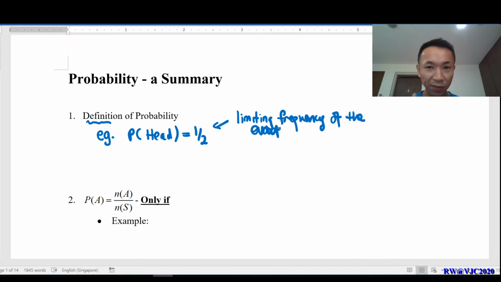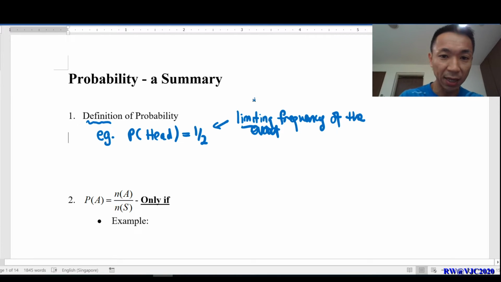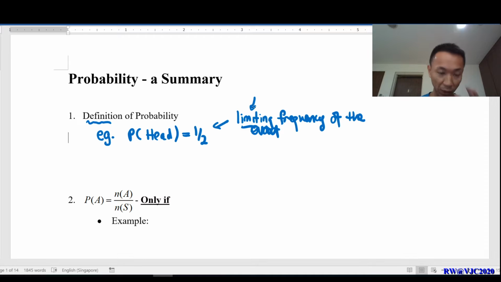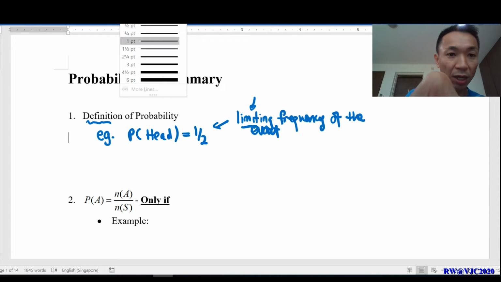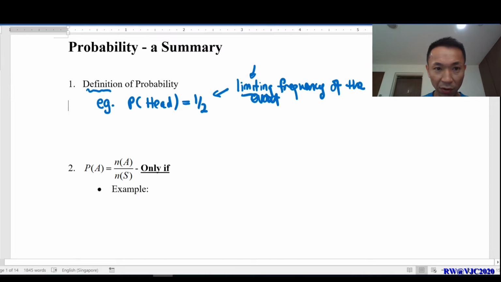It doesn't mean that if you toss 5 times or 6 times, you always get 3 heads. But the key word here is limiting. Not 3 times, not 5 times, not 10 times, but many times. Got it? So we get the idea of limiting frequency of an event. That is actually probability.